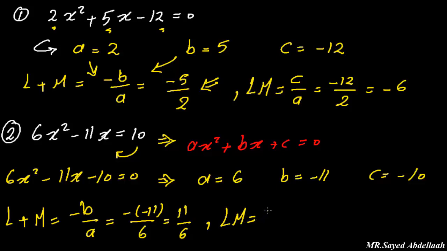Second, the product of two roots, L times M, equals the absolute term divided by the coefficient of x², c divided by a. c is equal to negative 10, divided by a, divided by 6. By simplifying, negative 10 divided by 2 equals negative 5, and 6 divided by 2 equals 3. Then the product of two roots equals negative 5 divided by 3.